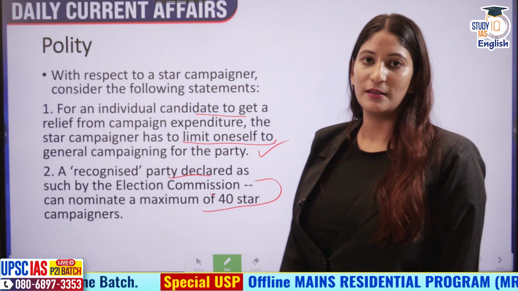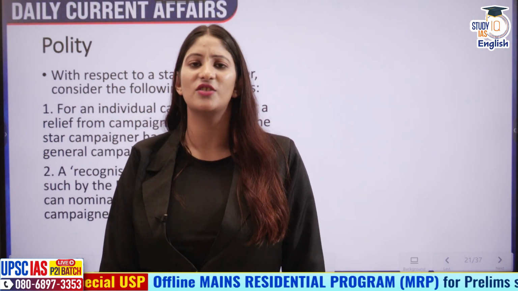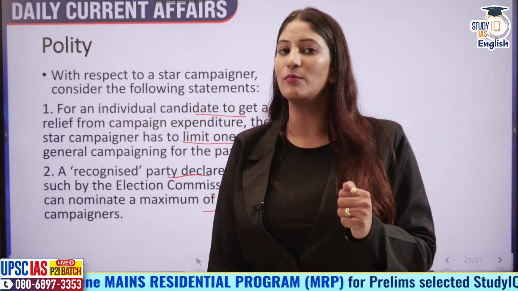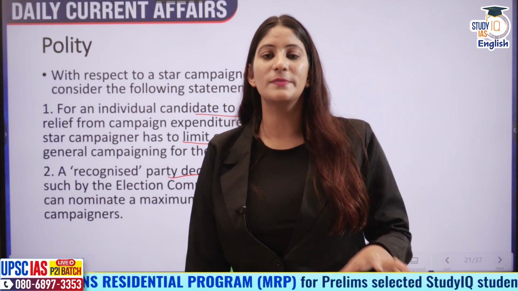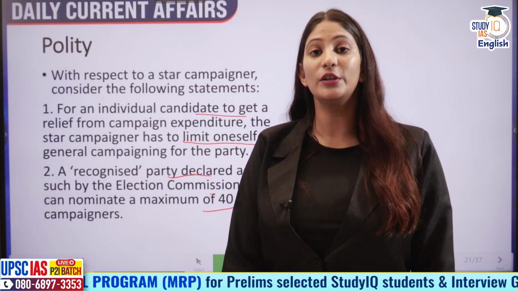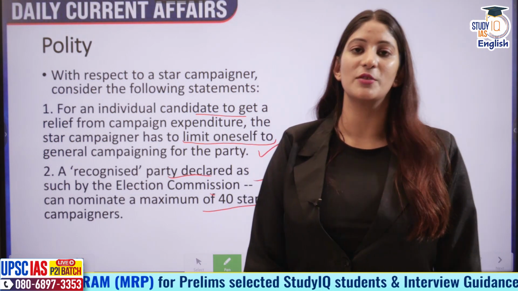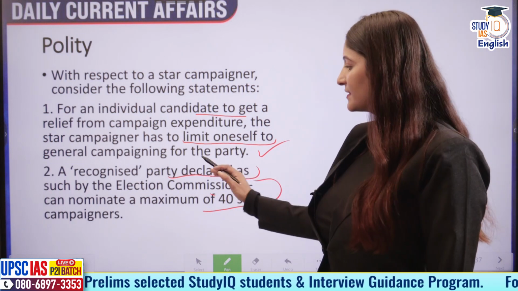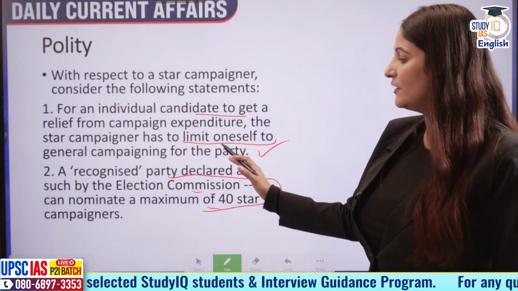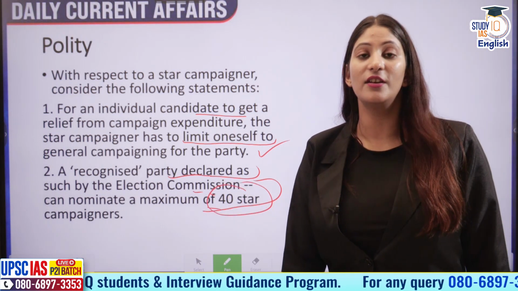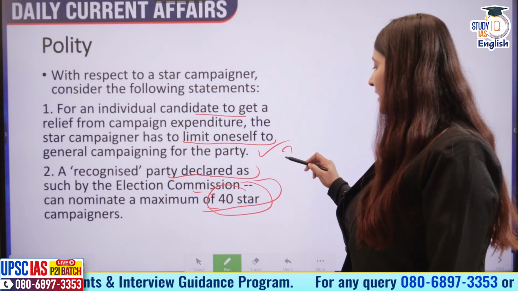A star campaigner is the face of a party to campaign in elections, be it general or state assembly elections. And it could be either a politician or a movie star. And there are no specific laws that govern how star campaigners should work. But through the Model Code of Conduct, the Election Commission keeps an eye on this project. So, a recognized party declared as such by the Election Commission can nominate a maximum of 40 star campaigners. Yes. If it is an unrecognized one, then 20 star campaigners.